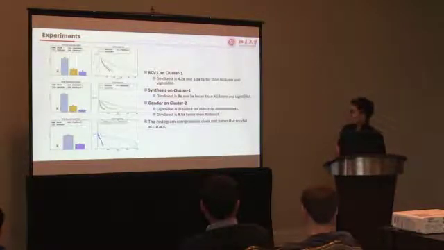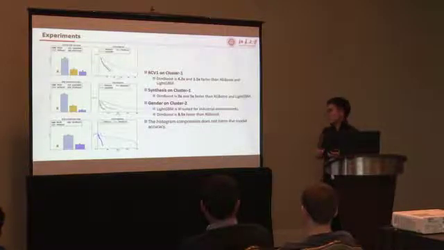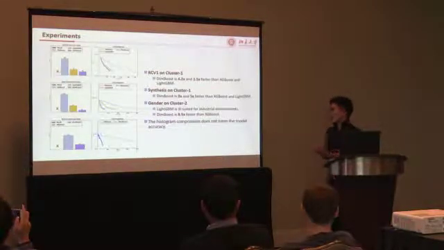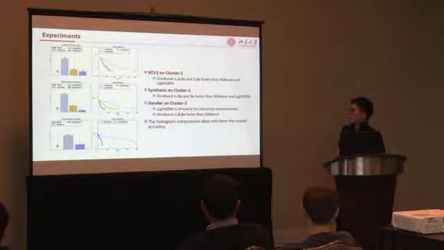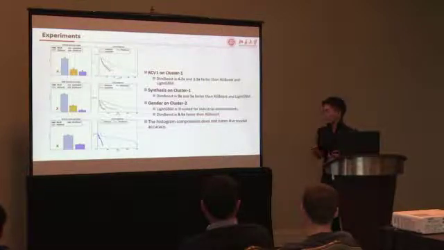Then we show the end-to-end performance of 4 systems. On all 3 datasets, our system DimBoost achieved the best performance. It is up to 9 times faster than the baselines. And we also find that the histogram compression does not harm the model accuracy.